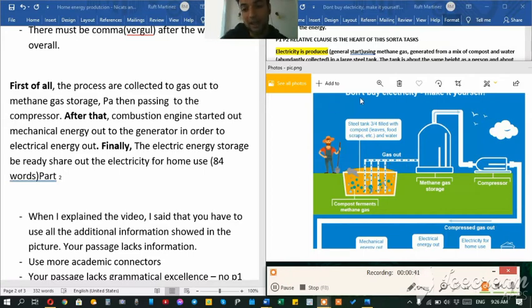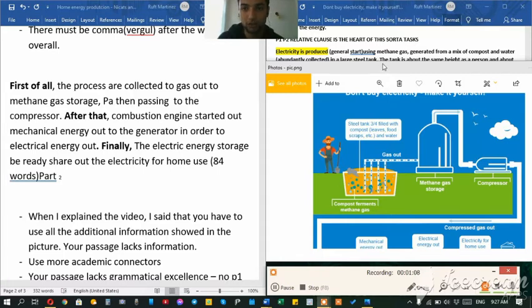Oh, what is happening here? As I said before, you can generate electricity. Okay, you cannot create electricity, you can generate electricity. Generated from a mix of compass and water. I'm just saying mix of, doing a little bit of paraphrasing here. Compass and water.